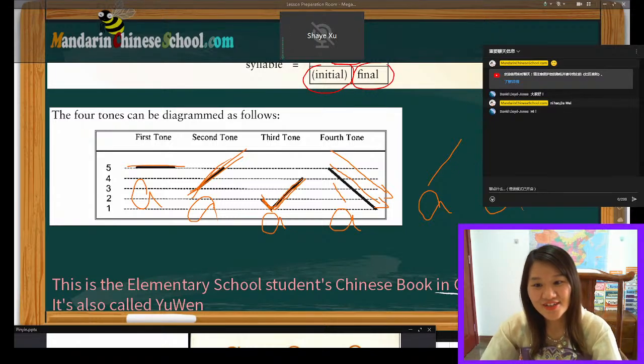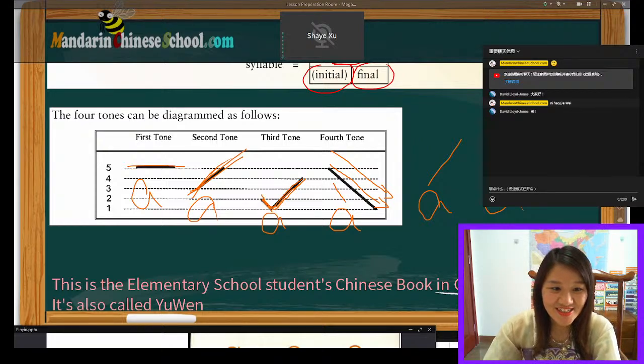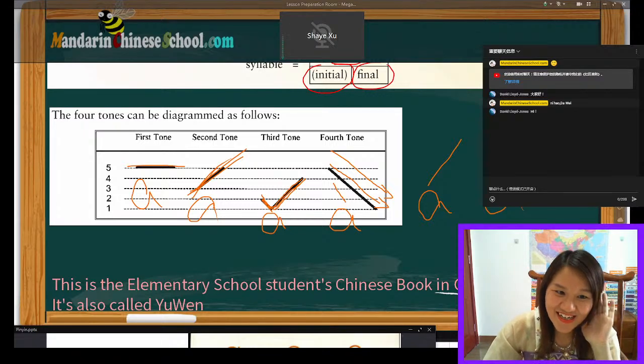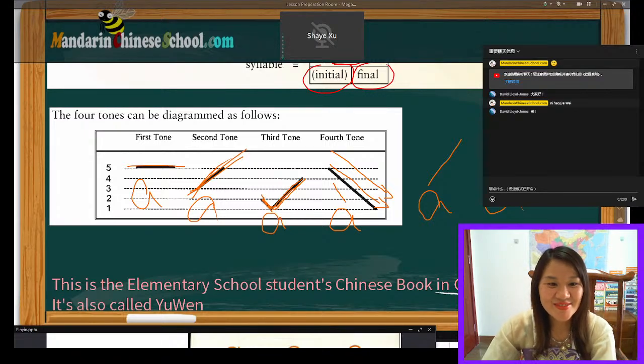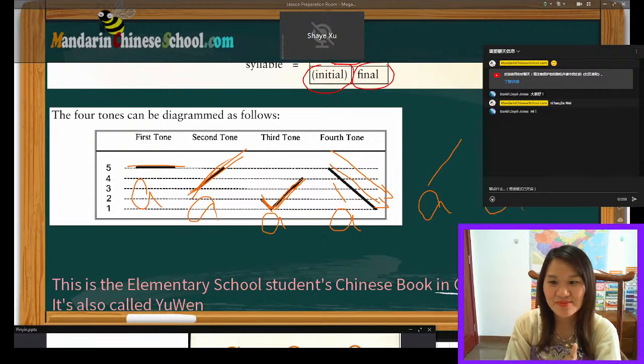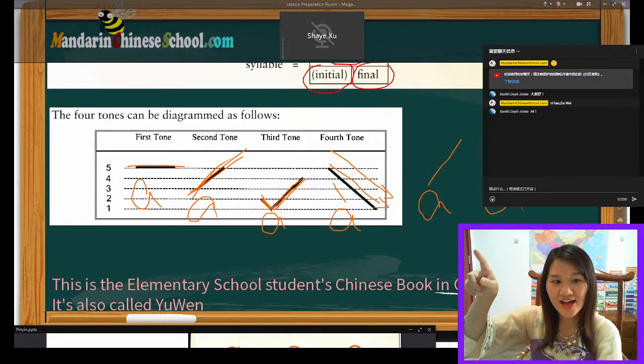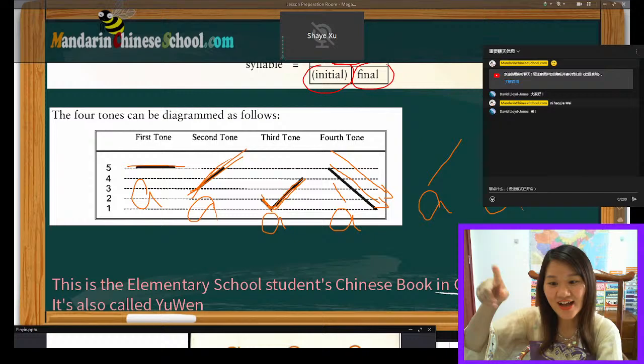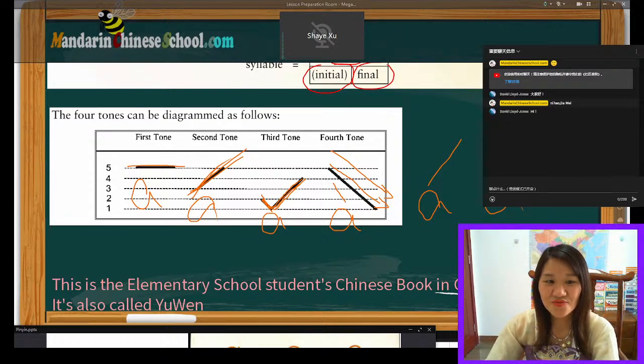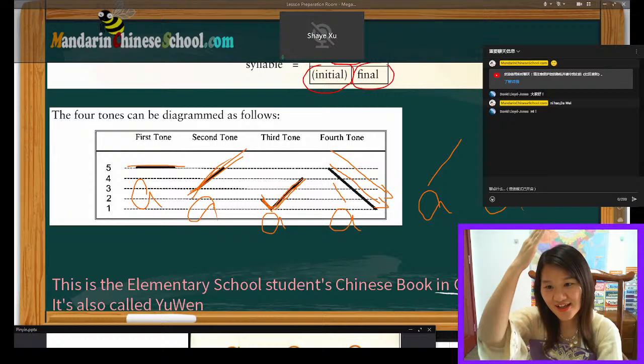If you're here with me, you can try to pronounce them. The 4 tones you can try, but I cannot hear you. So first tone, ah. Read with me. And then second tone goes up. And third tone. And fourth tone.